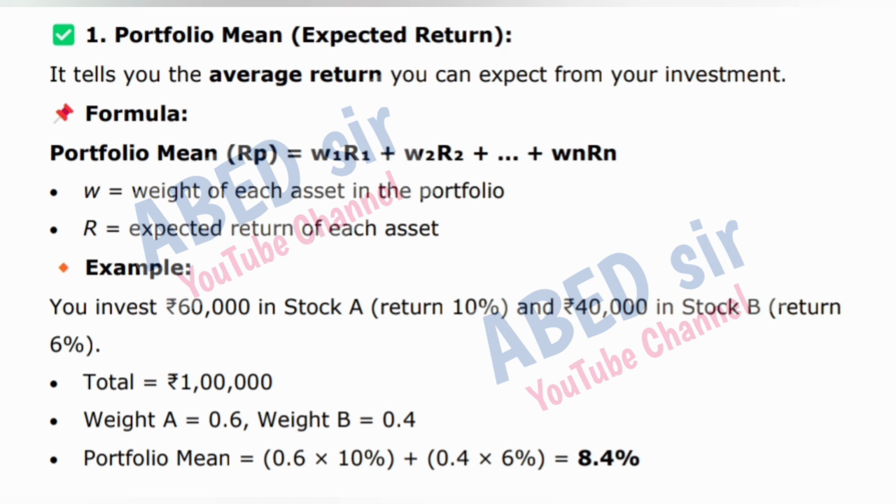Example. You invest 60,000 rupees in stock A, return 10%, and 40,000 rupees in stock B, return 6%. Total is equal to 1 lakh rupees. Weight A is equal to 0.6, weight B is equal to 0.4. Portfolio mean is equal to 0.6 by 10% plus 0.4 by 6% is equal to 8.4%.